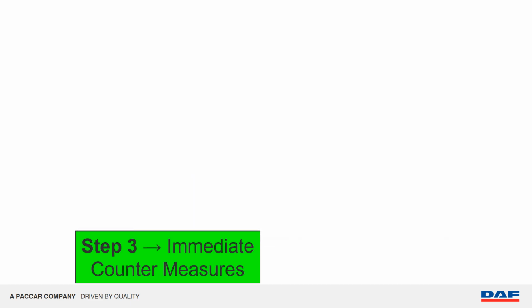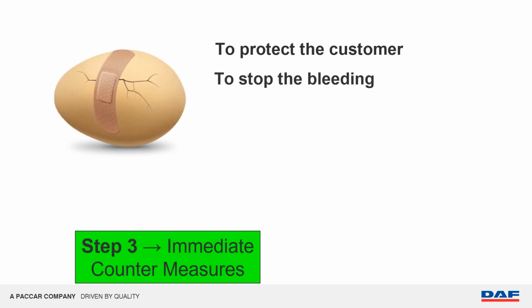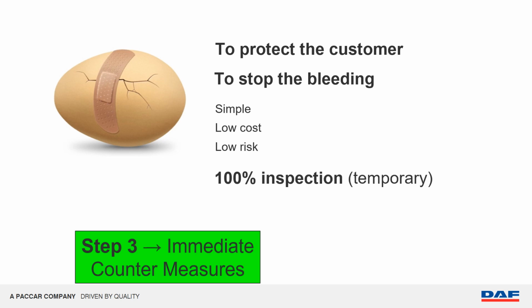Immediate countermeasures are about protecting the customer and stopping the bleeding. You have a problem and you don't know the root cause to this problem yet, but nevertheless you have to fix it right away. Immediate countermeasures are simple, low cost and low risk. A well-known measure is the temporary introduction of a 100% inspection solving the immediate problem for the customer. An immediate countermeasure should never be the final solution. It is only to buy you time to find the root cause to your problem.